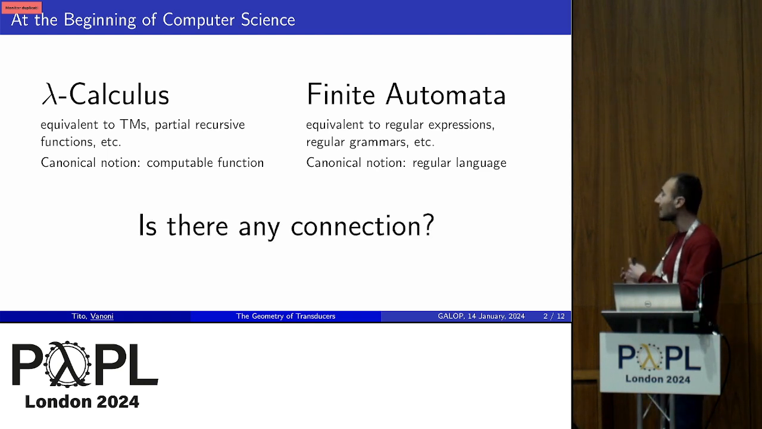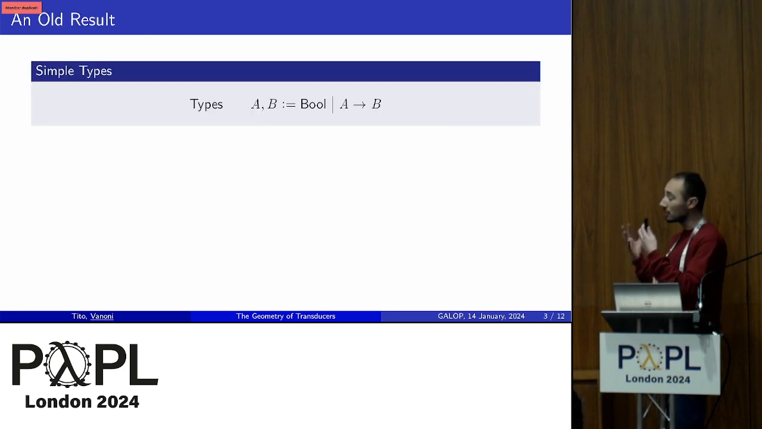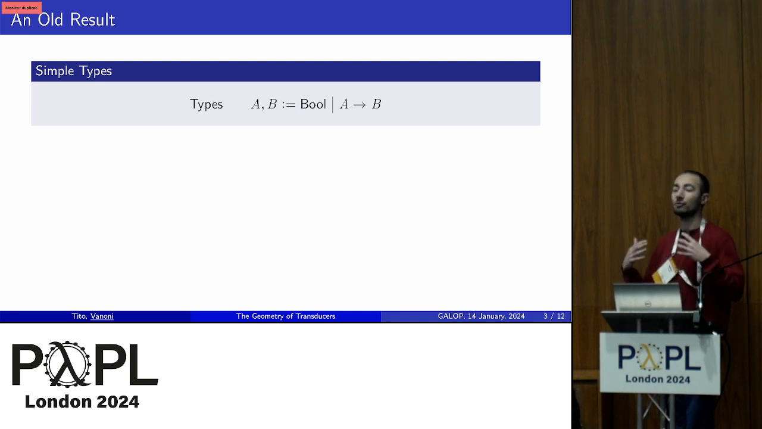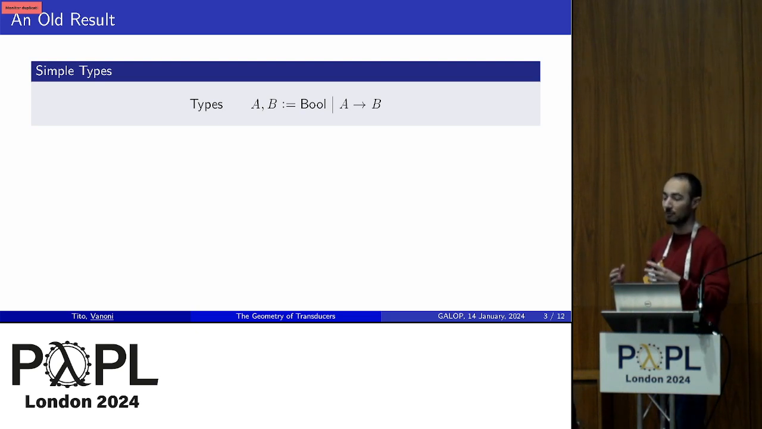course. But still, we ask ourselves, is there any connection between the higher order formalism of the lambda calculus and finite automata? And in particular, there is an old result about that. Since the untyped lambda calculus can express all computable functions, of course we have to restrict ourselves in order to capture only the regular languages.